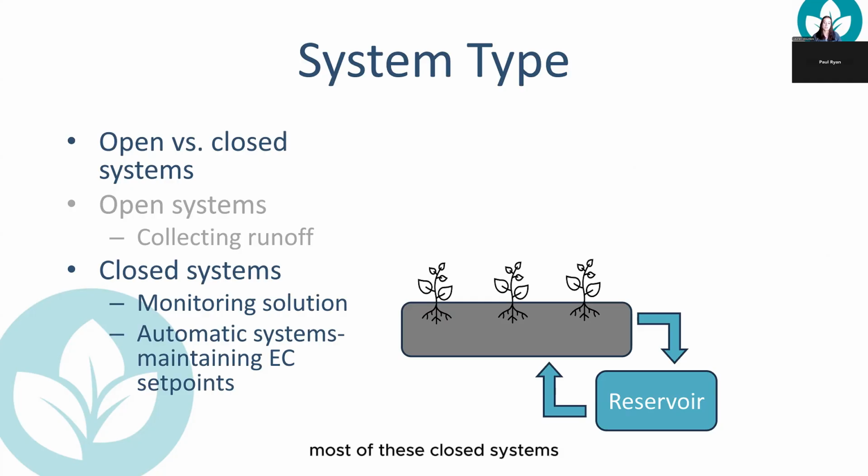Most of these closed systems are managed based on general EC, so you maintain a particular EC level throughout the life of those plants, and you're really able to maximize your water and nutrient use efficiency by applying it multiple times throughout the growing cycle.